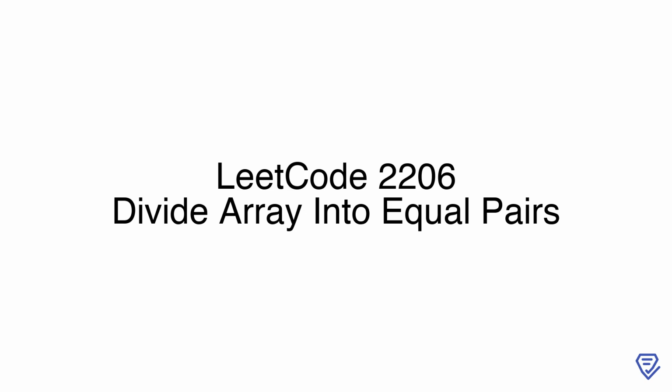Welcome to this coding walkthrough. Today, we'll be tackling problem number 2206, titled Divide Array into Equal Pairs. This problem challenges us to think critically about how to group elements in an array efficiently. Let's dive into the details and explore the solution step by step.